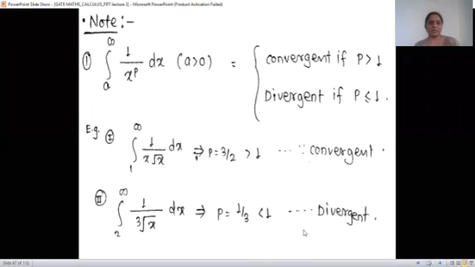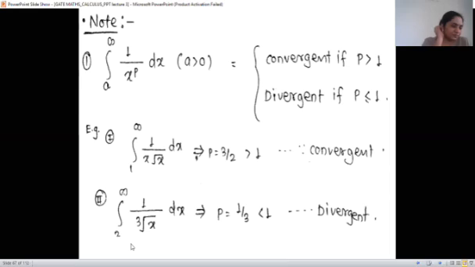Okay, for example, integration 1 to infinity. The lower limit is 1, which is greater than 0. Here your a should not be 0, the lower limit should not be 0. Then only you can use this property. Then it is nothing but x into root x, so 1 plus 1 by 2, that is 3 by 2, and 3 by 2 is greater than 1. So if p is 3 by 2, which is greater than 1, then the given integral is convergent.